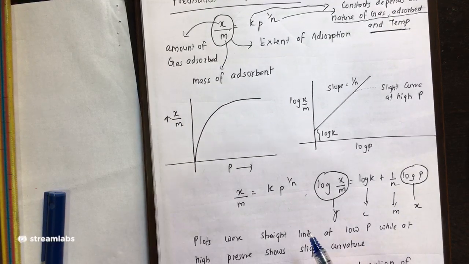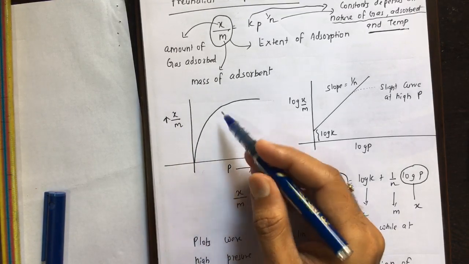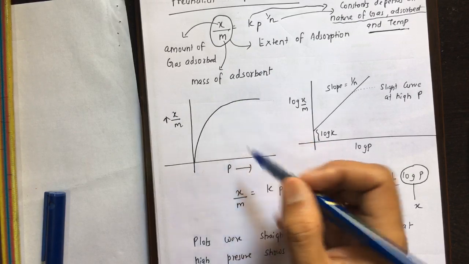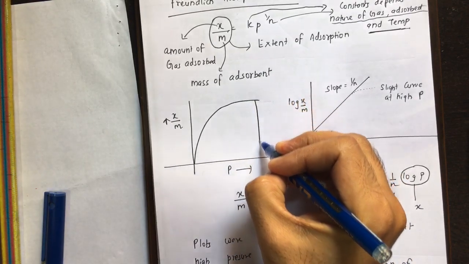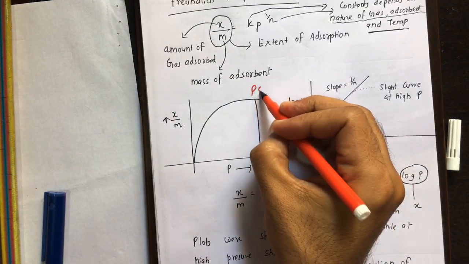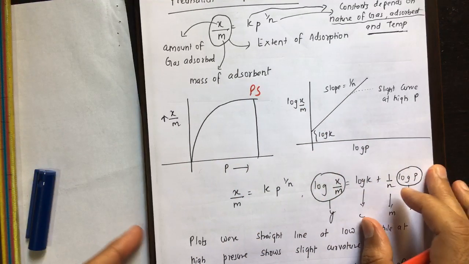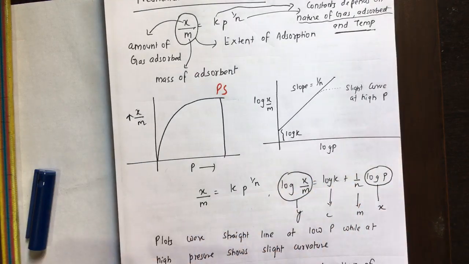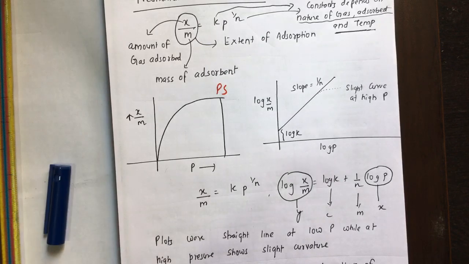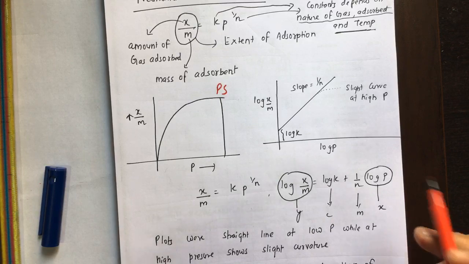So if you draw the graph, that's what I showed you earlier also. X by m versus p: the extent of adsorption increases with increase in pressure, but after a certain point it becomes constant. That point is called Ps, the saturation pressure, and that curve is obtained at high pressure basically. That is why we say that the Freundlich adsorption isotherm is not able to explain the adsorption of gases by solids at high pressure. Why? Because at low pressure it will give you a straight line.